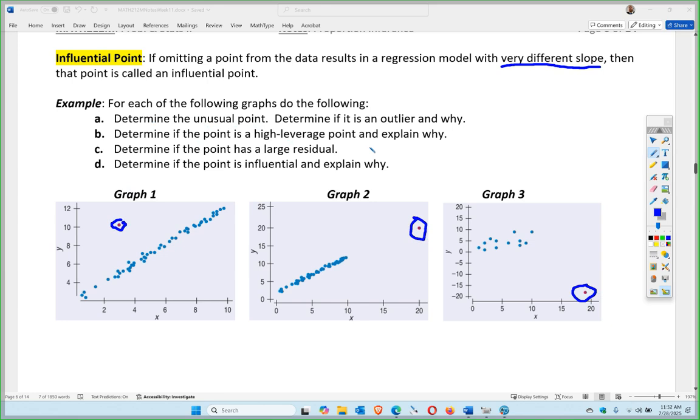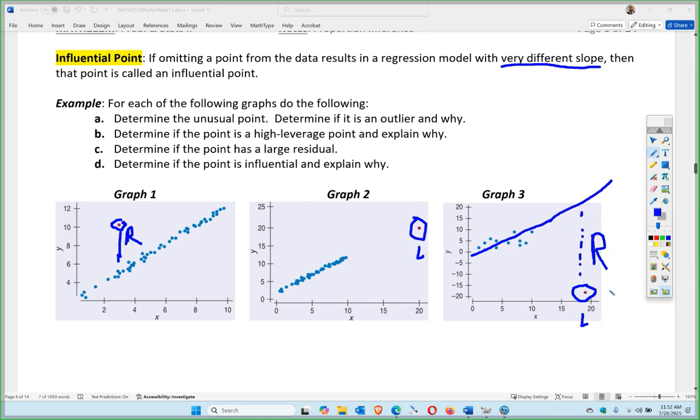Why? Does it have high leverage? Well, this one, x is far away from the x's, that has high leverage. This is far away from the x's, that has high leverage. Does it have a large residual? Yes. Does this one have a high residual? No, because it's on the same line, right? I draw my line here. This has a massive residual, doesn't it? So it has a high residual. That one has high residual and high leverage. That has high leverage, that has a high residual.